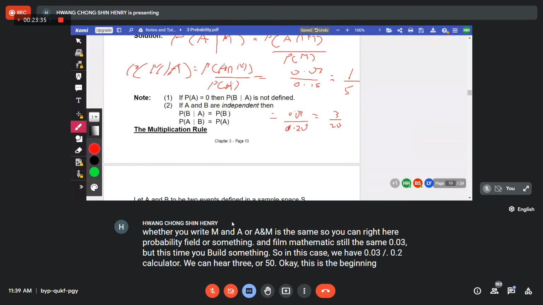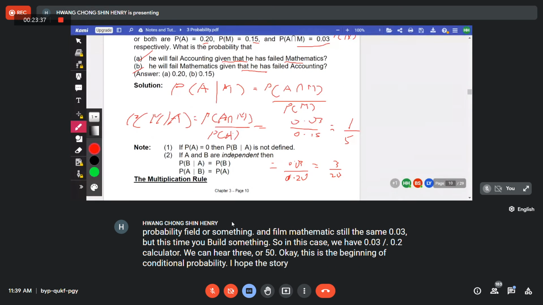Okay, this is the beginning of conditional probability. I hope there's no issue, everyone. This is the answer.